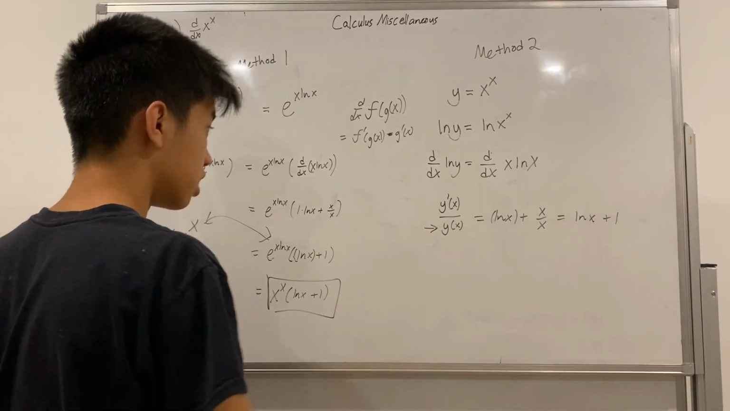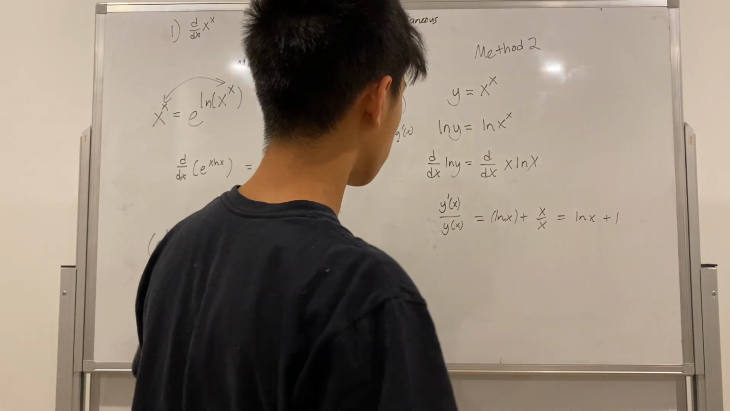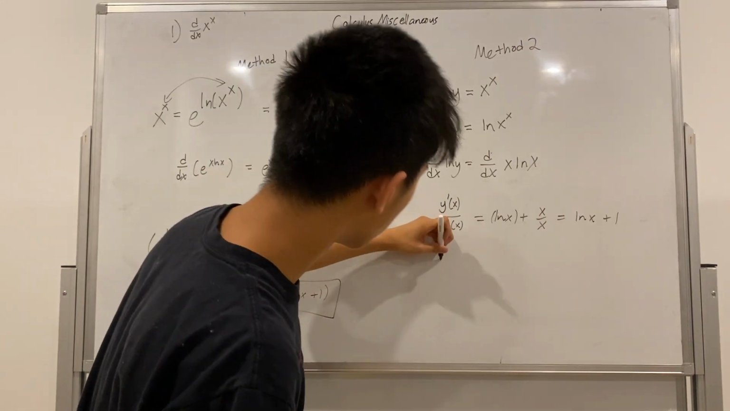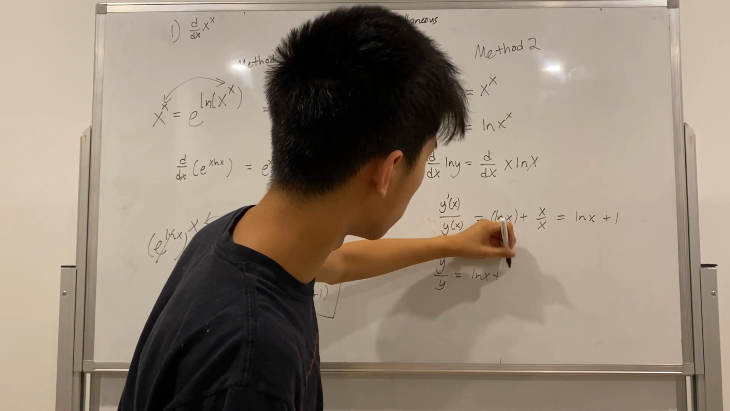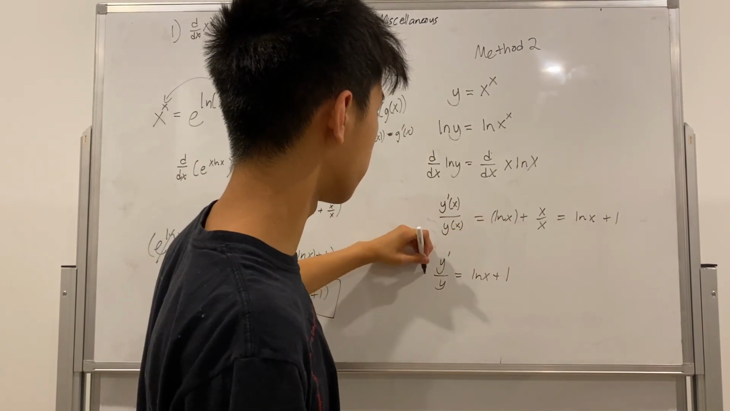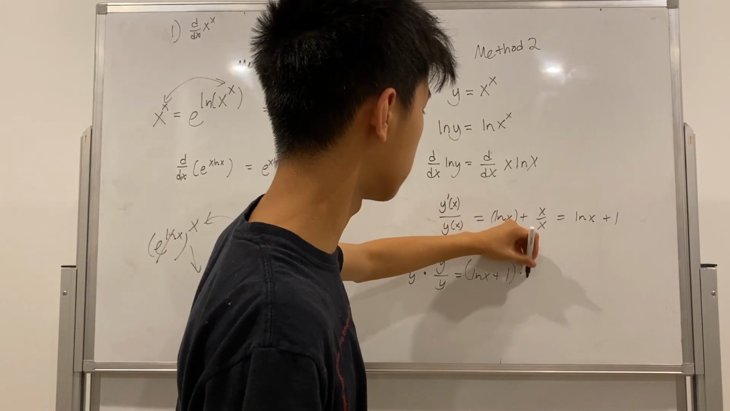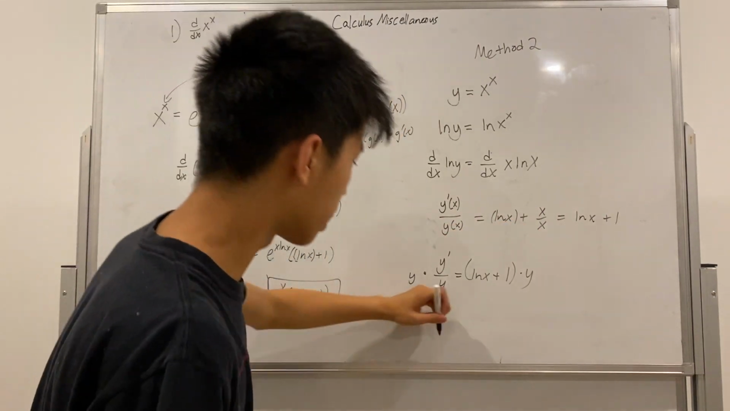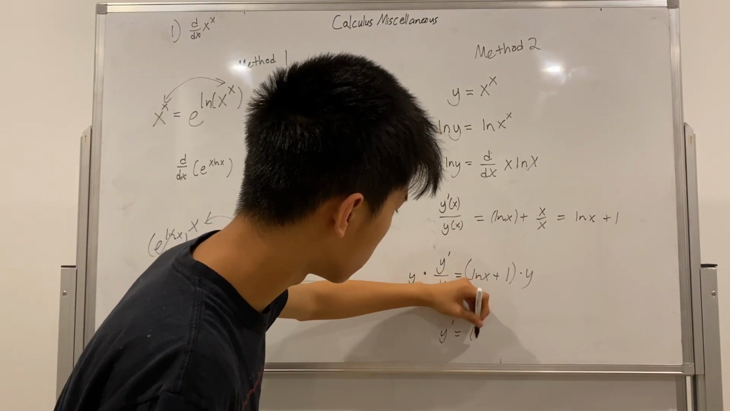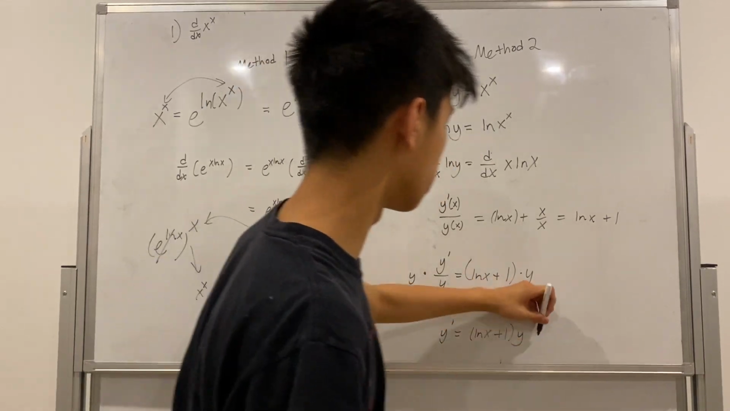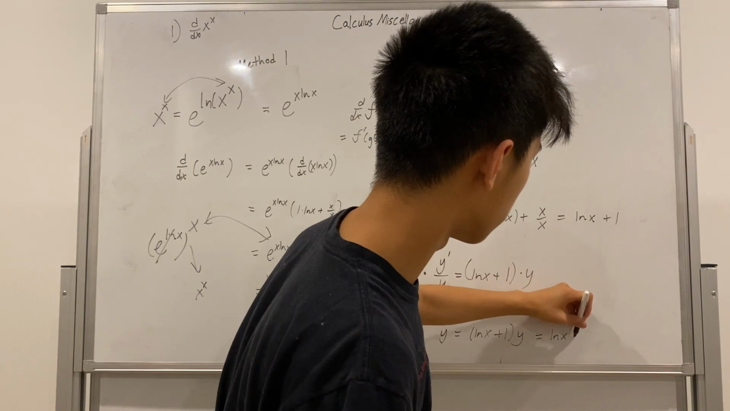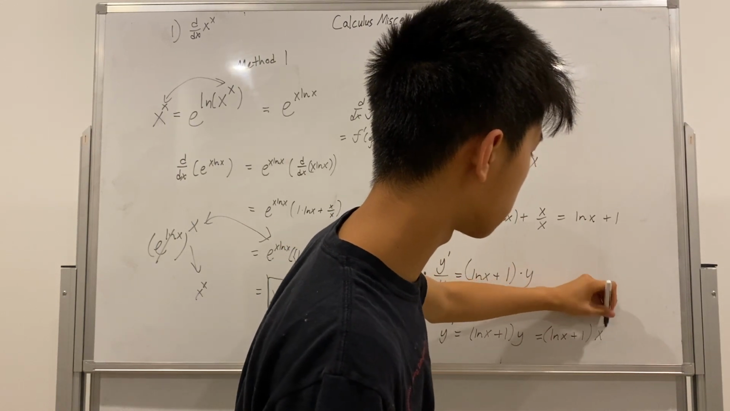So anyways, we now have y prime over y equals ln x plus 1. All we have to do now is multiply both sides by y. So now we get y prime equals ln x plus 1 times y. That's equal to ln x plus 1 times x to the x power.